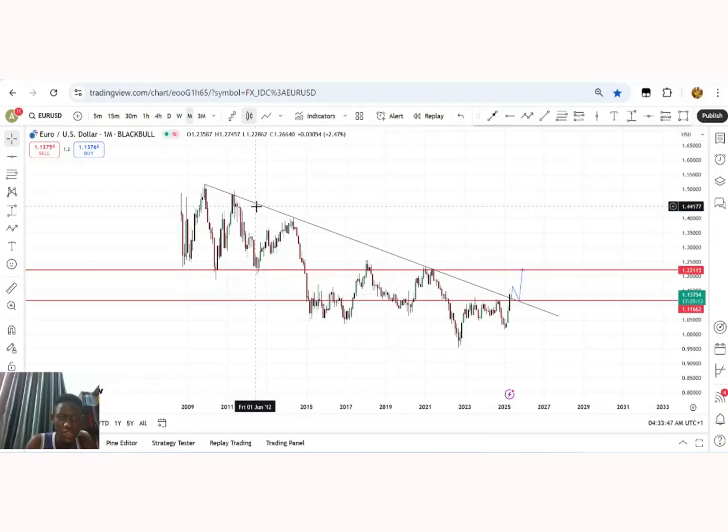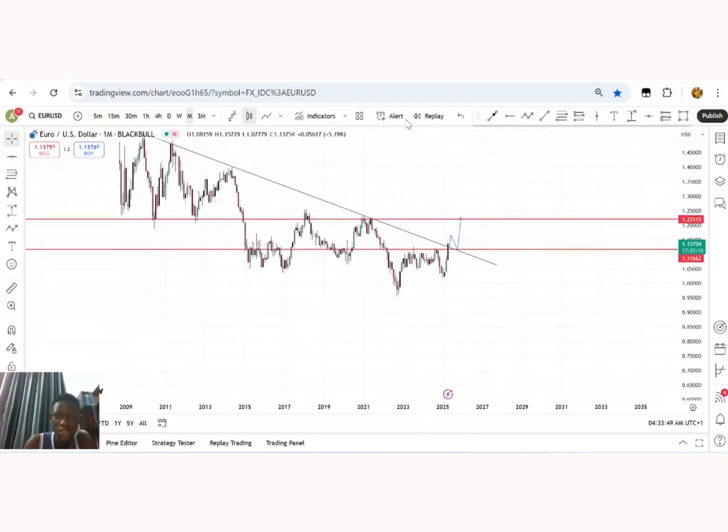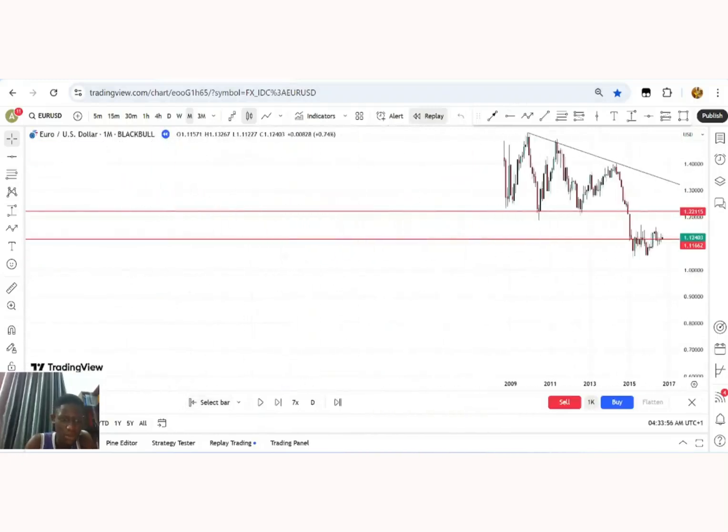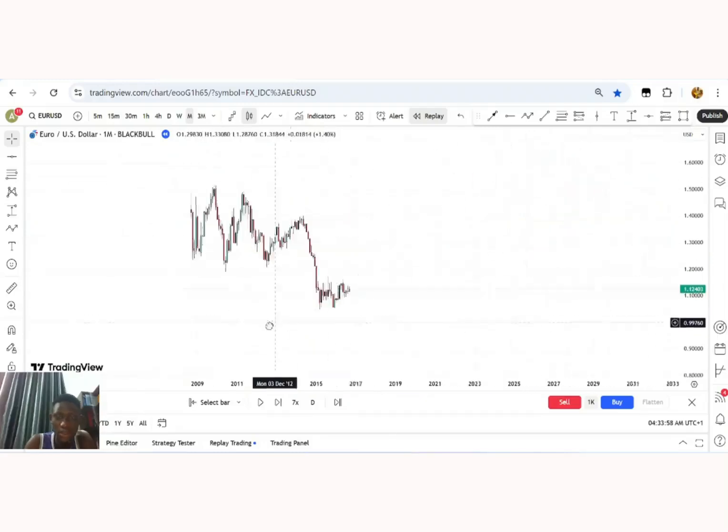Yes, so now this is the 1 month. So let's assume, let's just do a little back test. Let's back test maybe from this point. So let me go ahead and tilt everything. So now we are incorporating trend line.